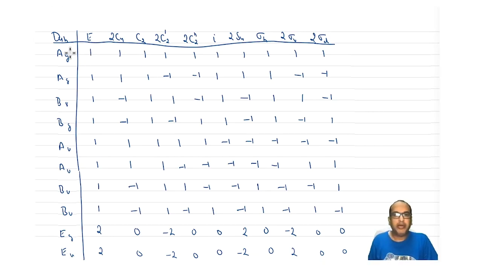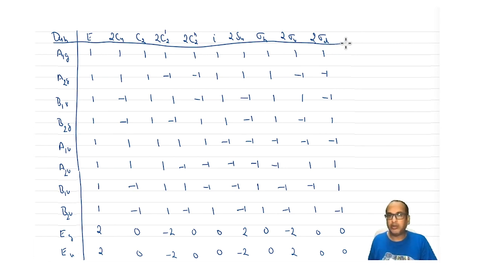Now, to differentiate between AG and AG, I can see that this one has a positive character under the perpendicular C2, and this one has a negative character under the perpendicular C2. That means I can say this one is 1, this one is 2. Similarly, this is positive, this is negative, so I can say 1, 2. Again, it is positive, negative, so 1, 2. Again, this is positive, negative, so this will be 1 and 2, right? EG and EU are already defined, so there is no need to give any further symbol because they are already uniquely defined, right? Okay. So that gives me the Mulliken symbols for all of these.